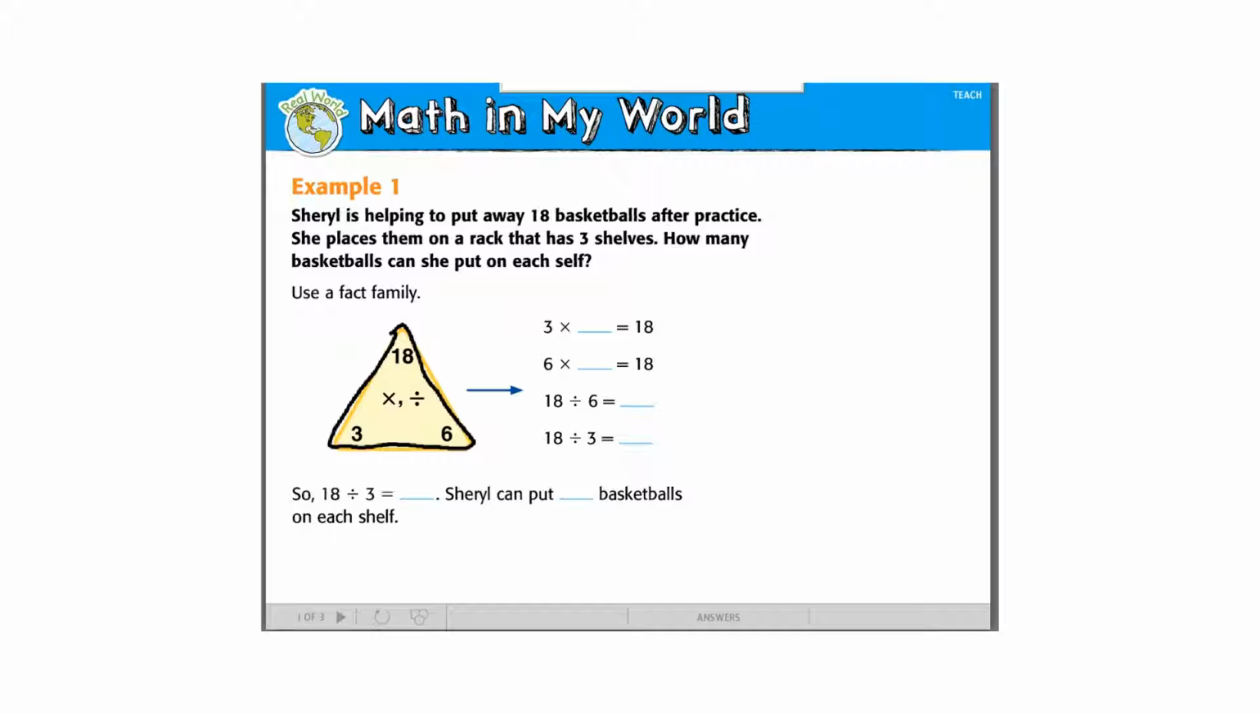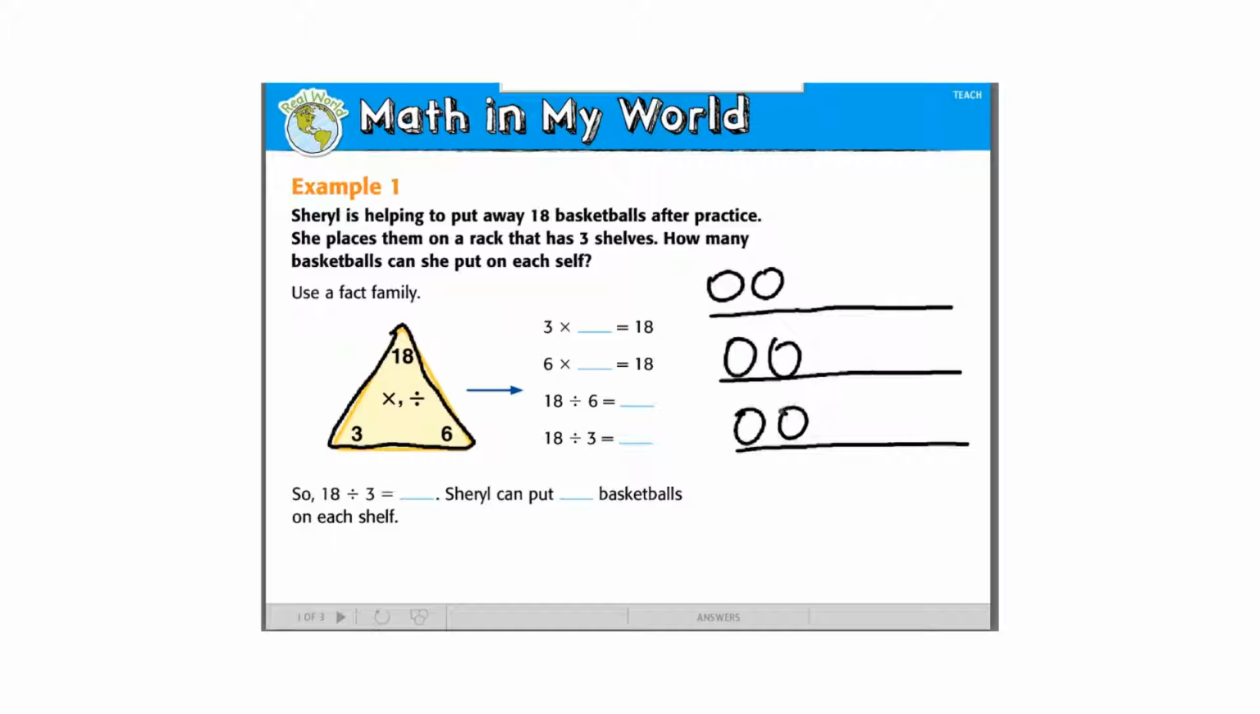Angelina? 6. And if you wanted to draw a picture, she's got 3 shelves and she's putting basketballs on all of the shelves. She has 18 basketballs to place. So it's kind of like what we just did with the counters where we were seeing how many, if we had 3 rows, how many would be in each row. So if you went like this to put the basketballs on the shelves and you counted all the way up to 18, that's 3, 4, 5, 6, 7, 8, 9, 10, 11, 12, 13, 14, 15, 16, 17, 18. So that's 3 equal shelves, each having 6 on each shelf.